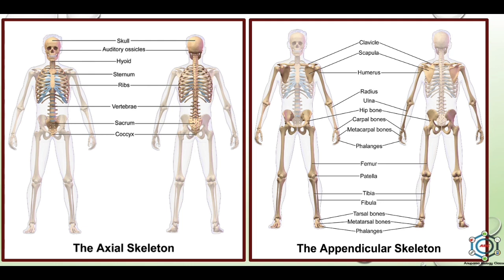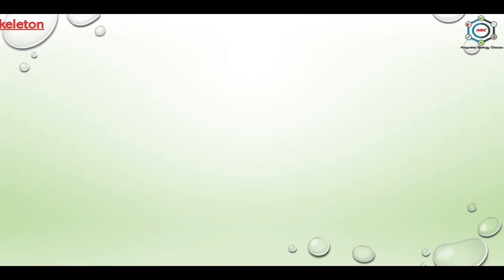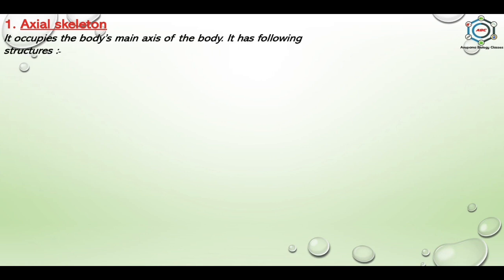So in the first diagram, that is the axial skeleton, you can see all the parts which start from the head, that is the skull, and complete on the coccyx. And in the appendicular skeleton, you can see the structure from the shoulder, that is the clavicle, and completes on the phalanges. Now the first one, that is the axial skeleton. So what is the axial skeleton? According to the name, it occupies the main axis of the body, and it has the following structures.